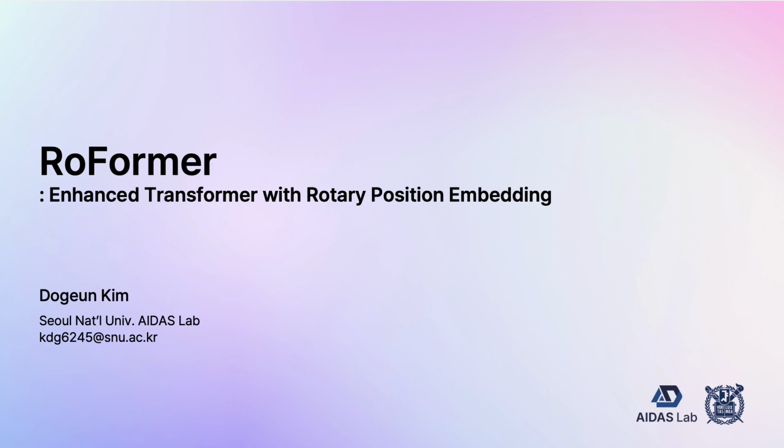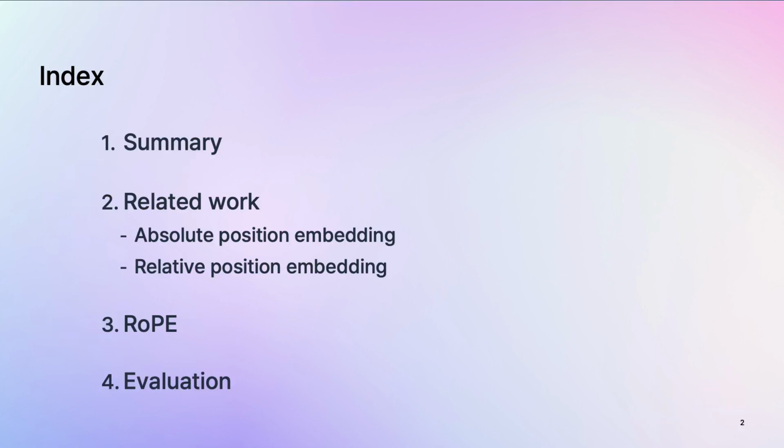In this seminar, I will first review various approaches to handling position information in transformers, discuss the limitations of conventional methods, and then explain how rotary position embedding addresses these challenges. The presentation is organized into 5 parts. First, I will briefly summarize the key points of the research.